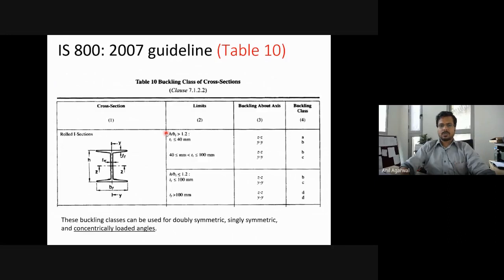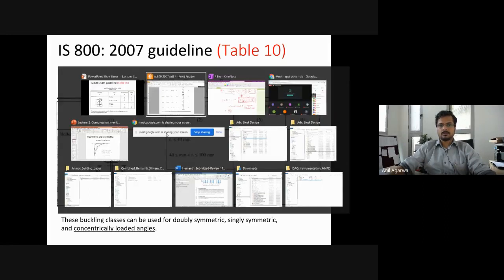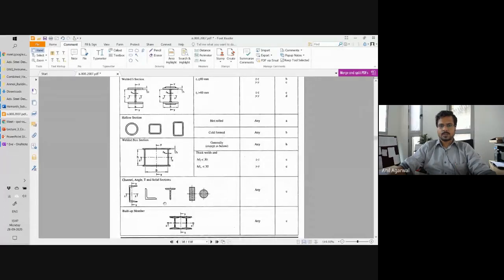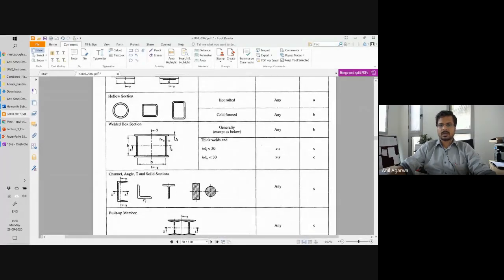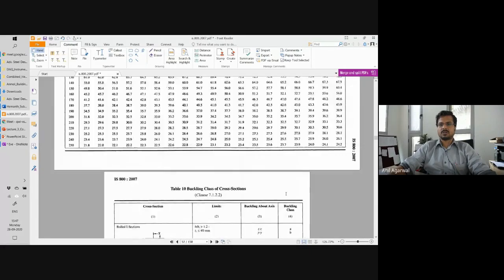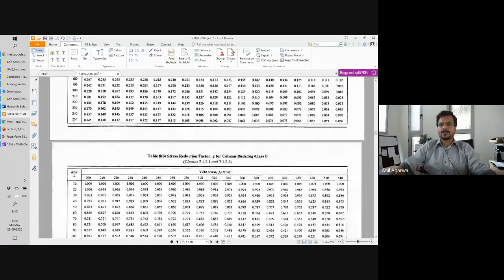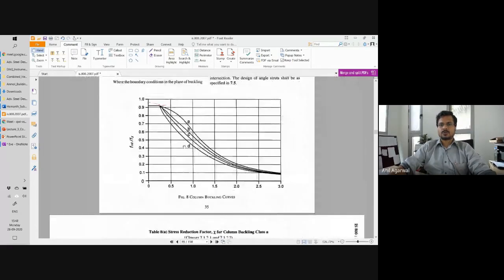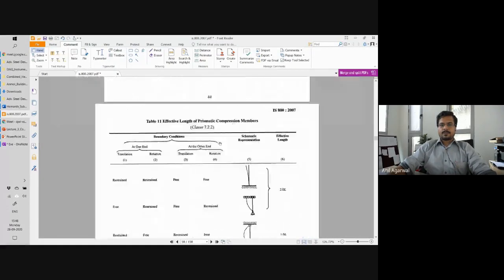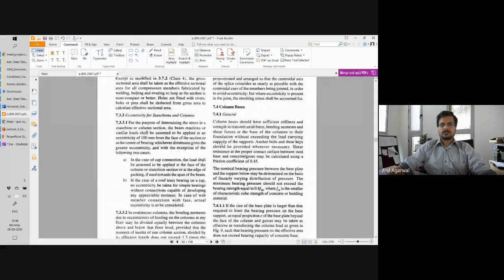I'm not sure what the approach is if it is an unequal-legged angle. Let me see. Table. Yeah, it does not say that it has to be an equal-legged angle. Even for an unequal-legged angle, you can use this equation. Curve C you can use. So for a concentrically loaded angle in compression, you can use curve C. Fine. Any questions so far?